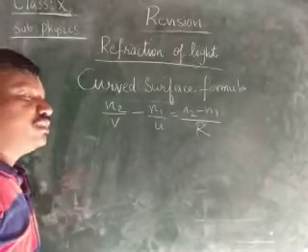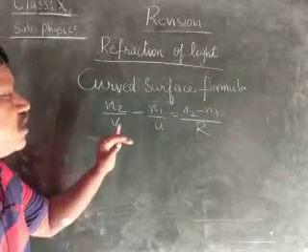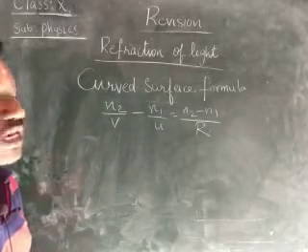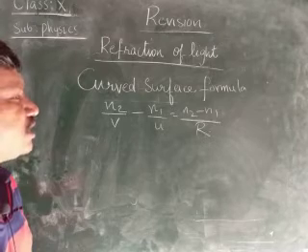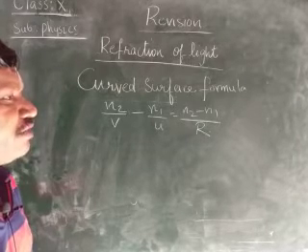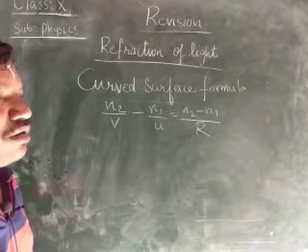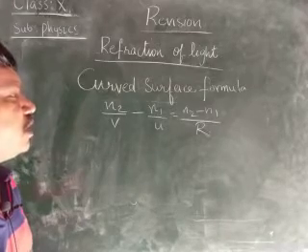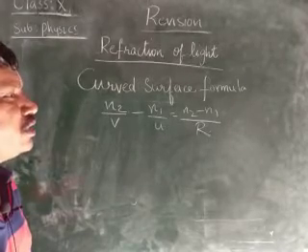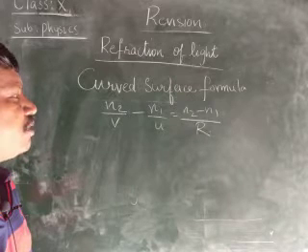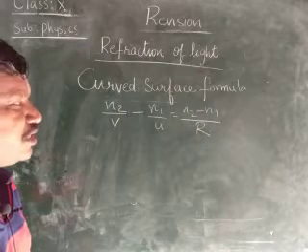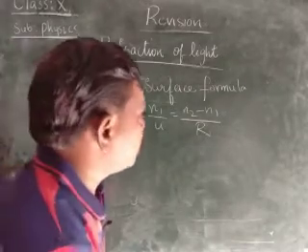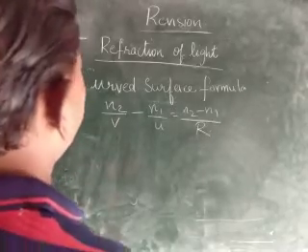See here, children, the terms are very, very important. What is N2, what is N1, what is V, what is U, what is R? N2 is the refractive index of the second medium. N1 is the refractive index of the first medium. V is the image distance. U is the object distance. R is the radius of curvature. This is about the curved surface formula.